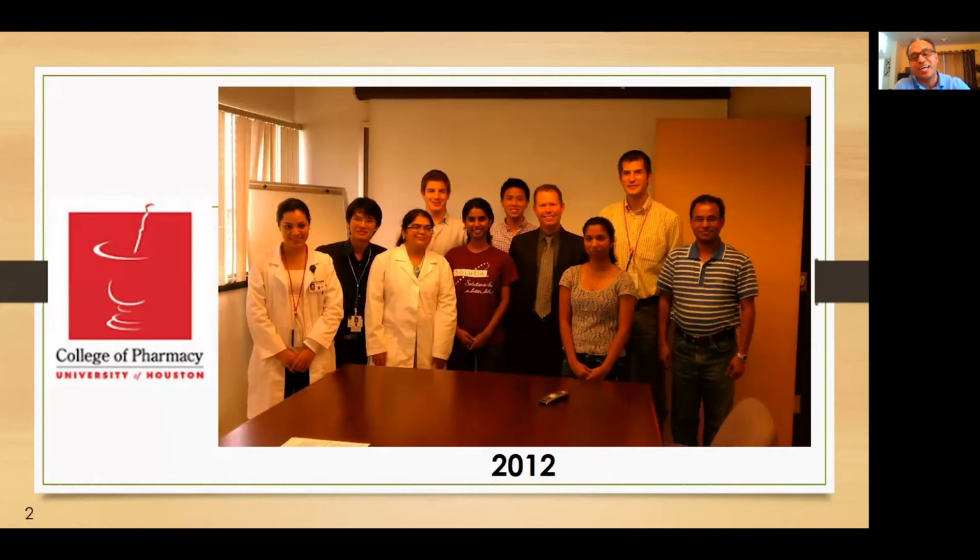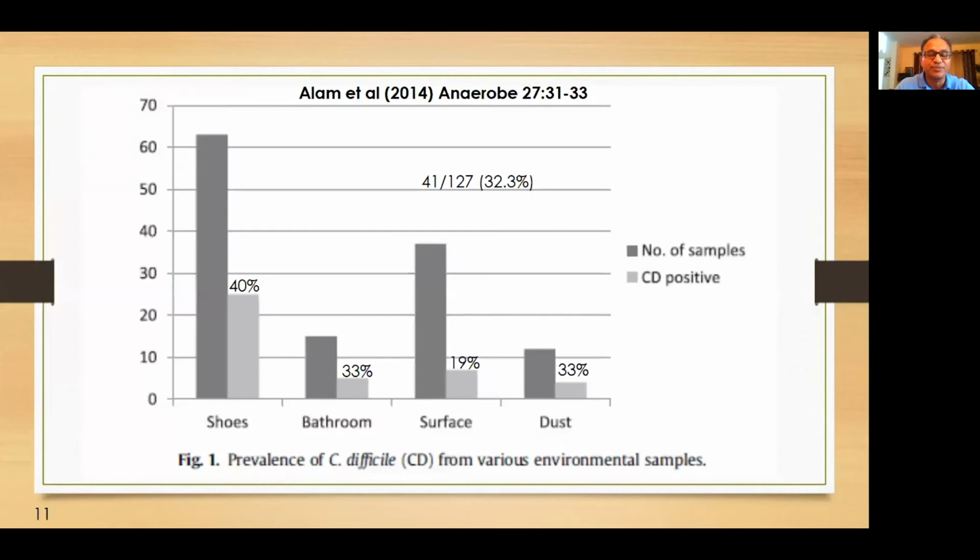I recruited her to collect household samples from her friends' houses, and I trained her to analyze all these samples to find Clostridium difficile. With this small summer project, the high school student project, here is the summary of the data. In this figure, I am showing the prevalence of C difficile from various environmental samples from our household. Here you can see 40% of the shoe bottom swab samples were positive for toxigenic C difficile.